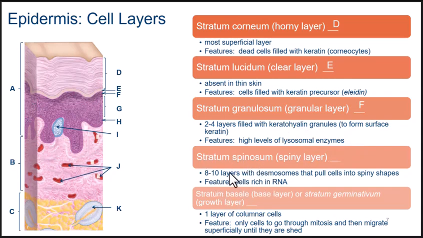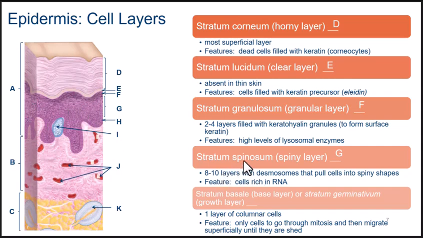The stratum spinosum is formed from 8 to 10 layers of cells that are connected by desmosomes. Remember, we have spot and belt desmosomes that are a form of cell-to-cell connection. And the desmosomes pull the cells into sort of these spiny shapes, and that's why they get the name stratum spinosum or spiny layer. And let's have a look at those cells here. It's difficult to see, but you can look at some images even in your textbook to see the spiny appearance based on how these desmosomes hold each of these cells together.